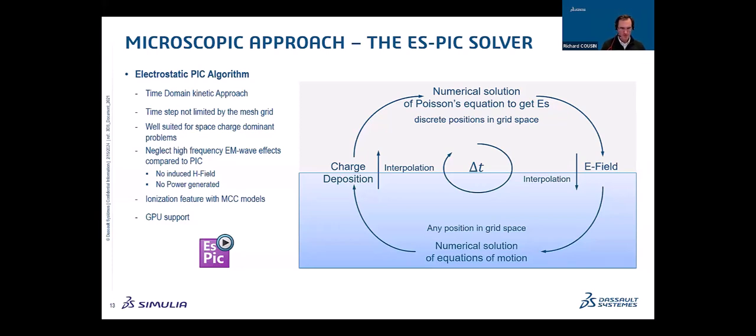The drawback, of course, with this method is that we neglect here high frequency electromagnetic waves effects. We don't compute here the induced H field, and there's no power also generated. So in other words, you don't have any current which is generated with this approach. We only consider the space charge dynamics. And the ionization features, together with the Monte Carlo collision models, are also then available. And part of the features that you have with the ESP is also supporting with the GPU.